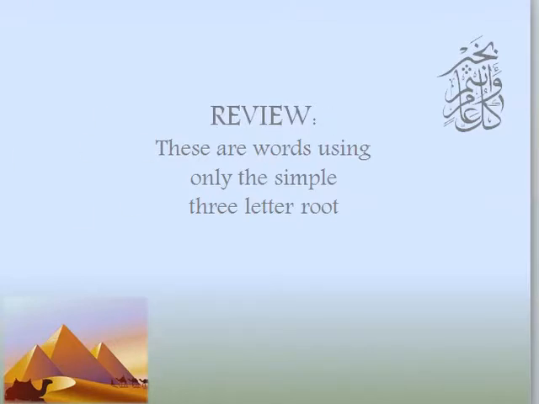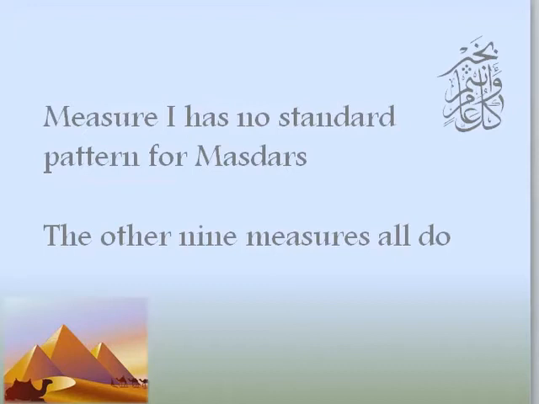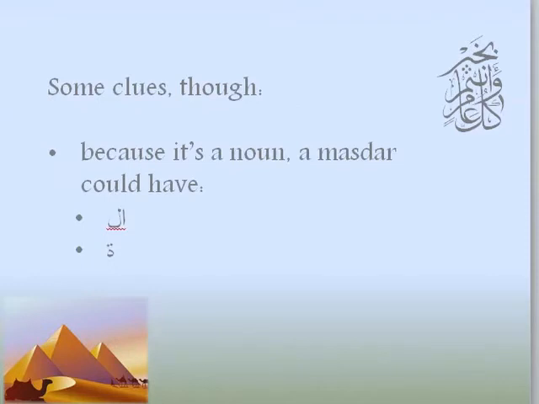Anyway, we're going to learn all those patterns, but the bad news for now is measure 1 has no standard pattern for Masdars. You say, okay, why did we learn all this? Well, the others, 2 through 9, have a standard pattern, meaning you can look at a word instantly and say, that's a measure 2 Masdar, that's a measure 3 Masdar, and it won't look like anything else. Measure 1, unfortunately, does not have that. So, we can use some clues, however, to find a measure 1 Masdar.